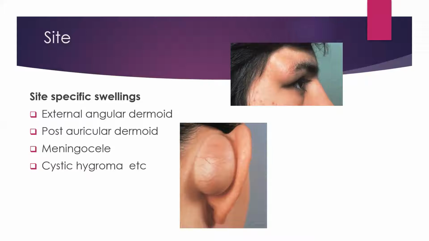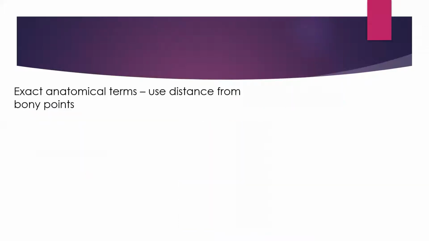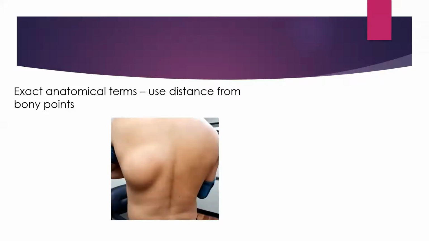If these swellings are found, you may tell that this dermoid is in the postauricular region, or the dermoid is in the external angular region. And in other cases, if the sites are not specific, then we have to mention the exact anatomical site using distance from the bony points. Like in that swelling, we are saying that there is a huge swelling in the left mid back.